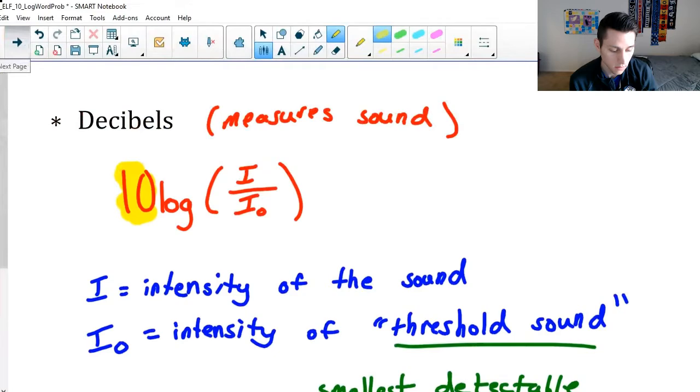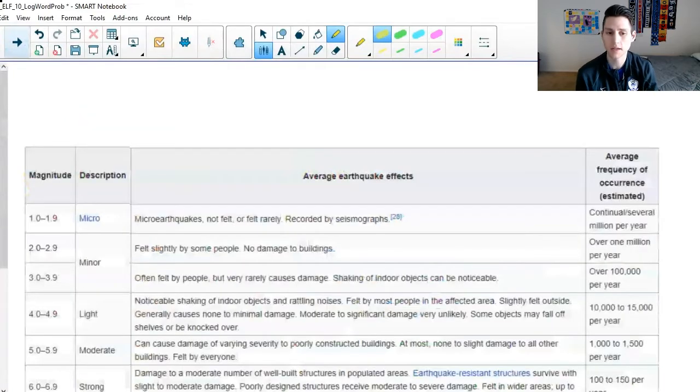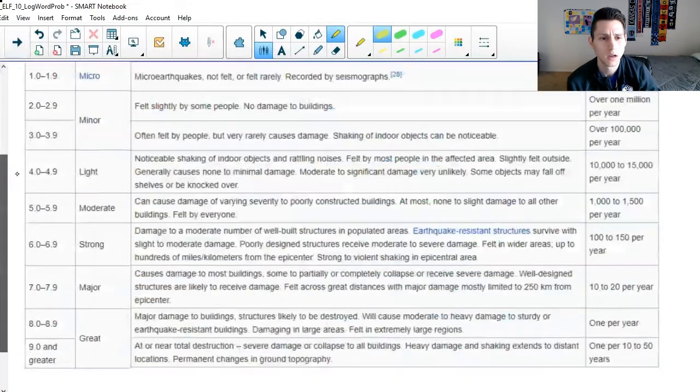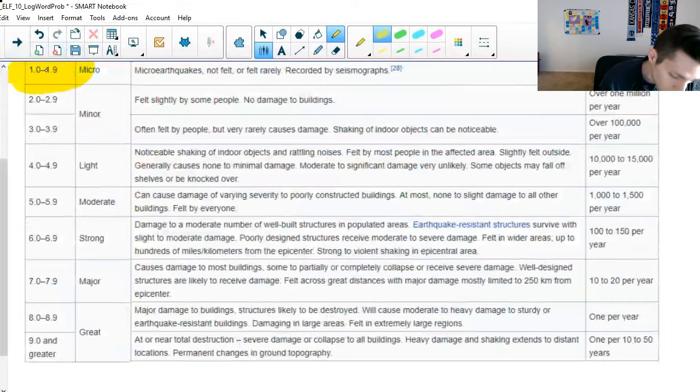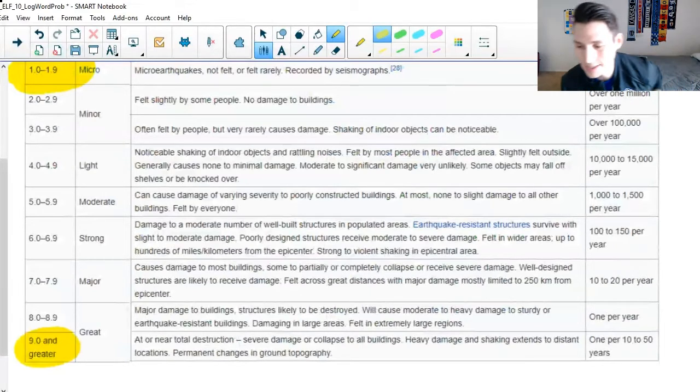All right, just a quick table here, just some interesting information. The Richter scale starts at 1 and goes all the way up to 9.